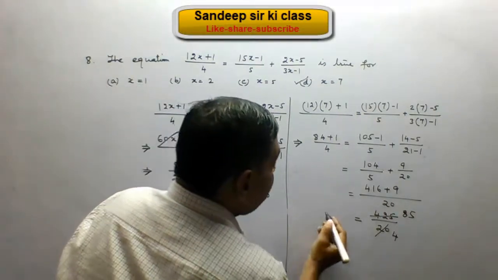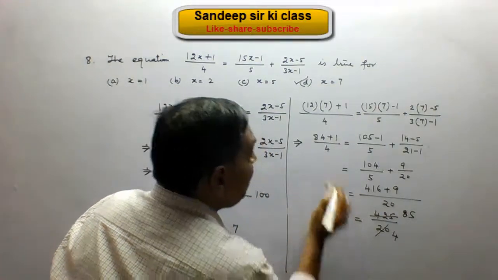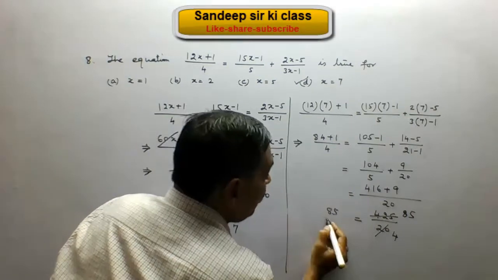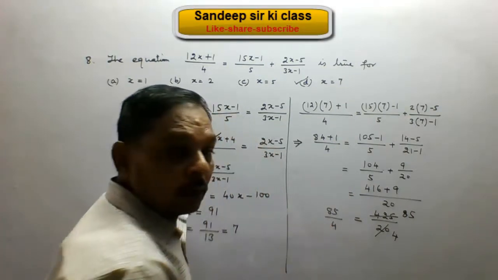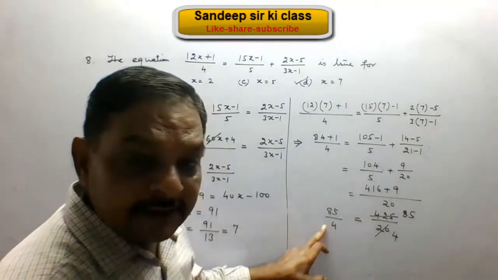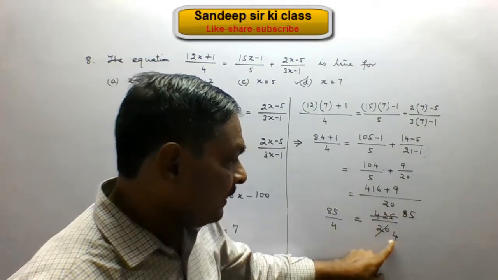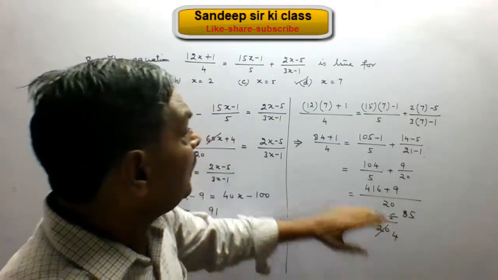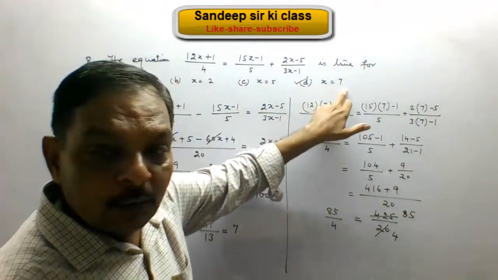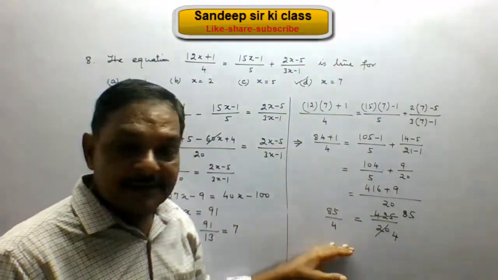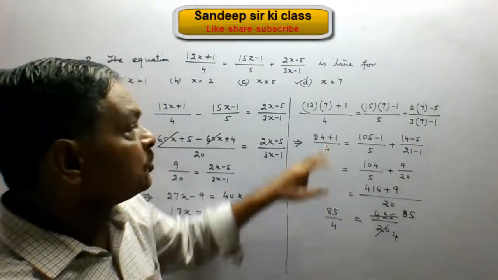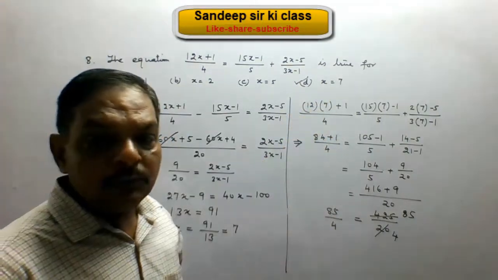On the left hand side, we are getting 84 plus 1 upon 4, which is 85 upon 4. That is, on the left hand side we have 85 upon 4, and on the right hand side we have 85 upon 4. Means by x equal to 7, our equation is satisfied. So the answer is x is equal to 7.